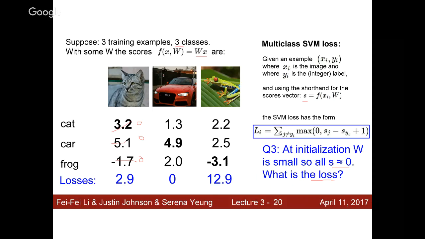So what's that going to give us? Plus 1 for each of the incorrect classes. So I have 2 incorrect classes here, so I get a 2. It's going to basically be the number of classes minus 1. Does everyone see that? Because basically this entire score vector for every image is going to be very small, because we're going to initialize with a 0 weight. All of our W, our coefficients in our weight matrix, are going to be 0.